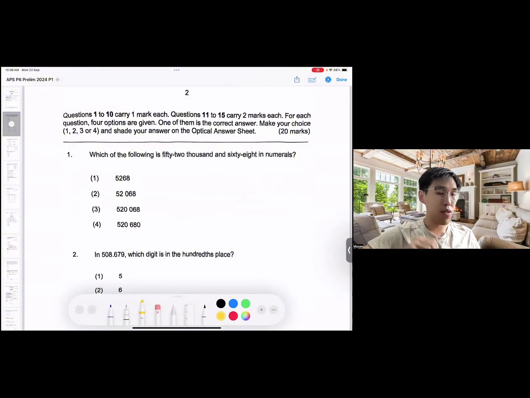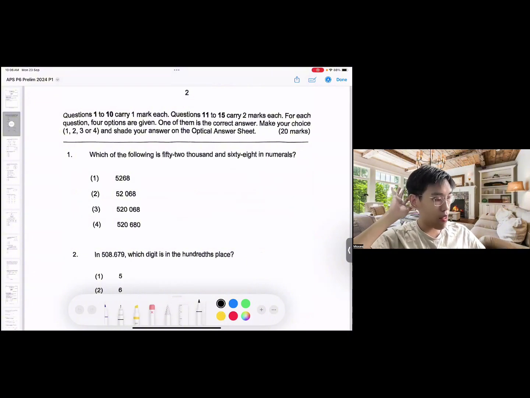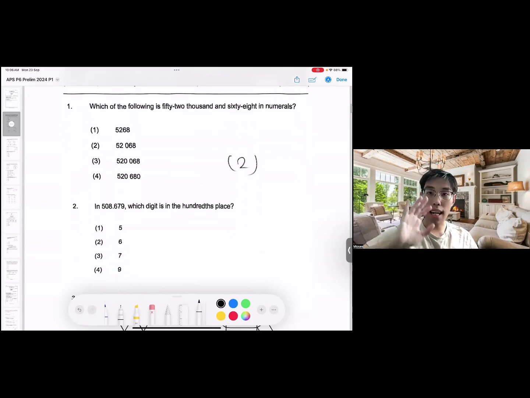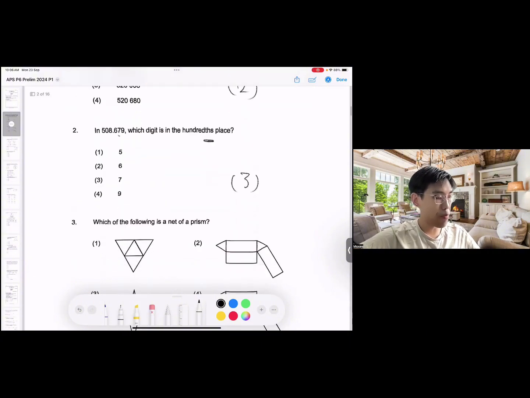Okay, first up, which of the following is 52,068? This one, option number two. So for simple questions, I'll just go through. If you don't know, just ask in the comment section. Which digit is in the hundreds place? Hundreds place is here, so the answer is 7, option 3.